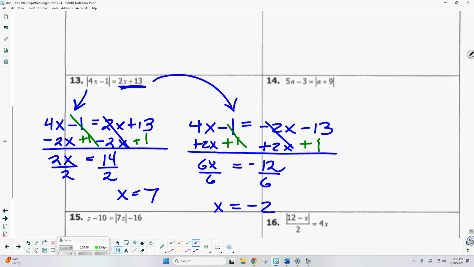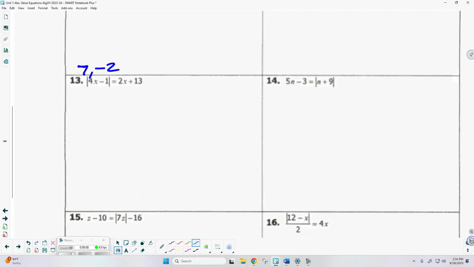And again, I'll go ahead and show you a check on this one just because we have an x on the opposite. Okay. Which one would you like, 7 or negative 2? Okay, I heard 7. So let me go ahead and write these over here. So I got a 7 and a negative 2. Let's try the 7. So I've got the absolute value. So if I plug a 7 in here, 4 times 7, so we got 28 minus 1 equals, if I plug 7 in here, 2 times 7 is 14 plus 13.